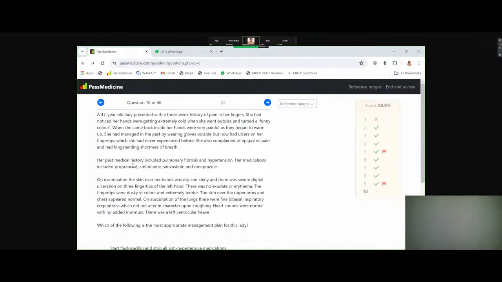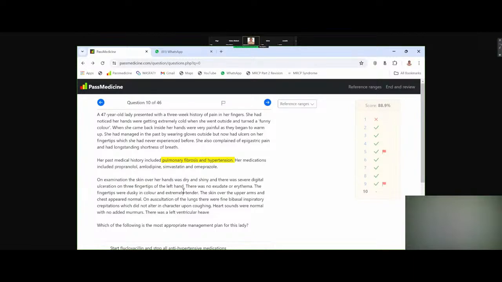Her PMH included pulmonary fibrosis and hypertension, and her medications included propranolol, amlodipine, simvastatin, and omeprazole. So this is, Dr. Zala, systemic sclerosis. Systemic sclerosis, pulmonary fibrosis, also hypertension. Yeah, systemic sclerosis.